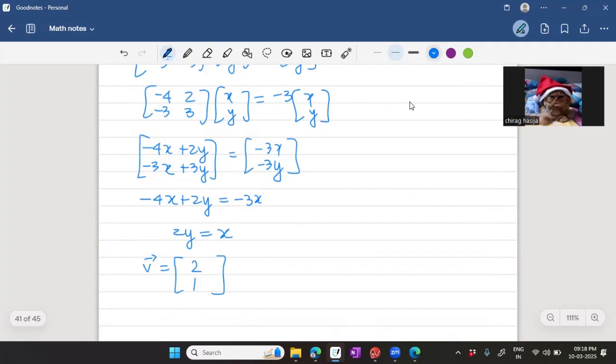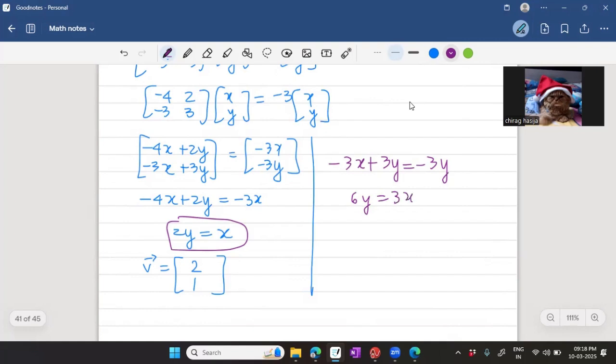Next, just to cross check, I should get the same equation from the second one as well. So what do I do? Minus 3x plus 3y is equal to minus 3y. That gives us 6y is equal to 3x, so that is 2y is equal to x. Done. It's the same, so that means this answer is correct.